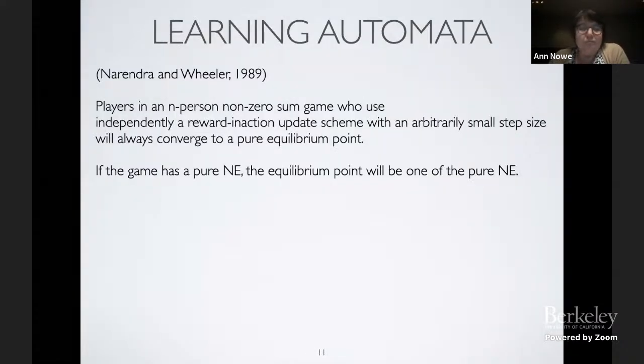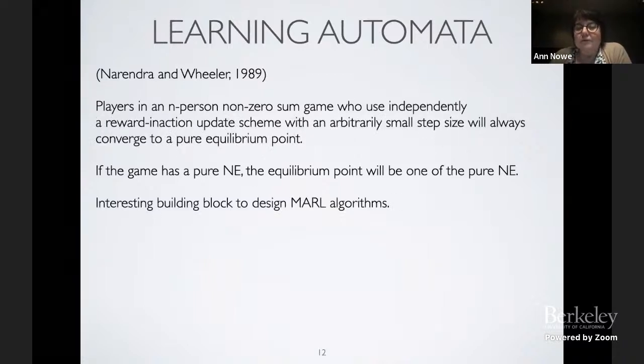And this is actually something that has been proven by Narendra and Wheeler. So if we apply this reward in action update scheme for independent learners in an n-person non-zero sum game, they will always converge to a pure Nash equilibrium point. Of course, not all games have a pure Nash equilibrium. So if there is a pure Nash equilibrium, it will be one of the attractors of these learning automata. So they can be interesting building blocks for multi-agent learning algorithms because they have this property of being attracted to these pure Nash equilibrium points.